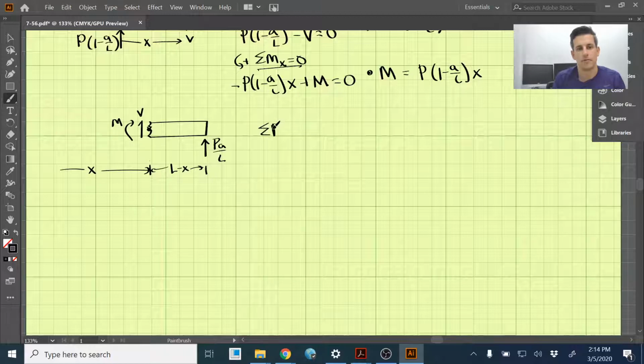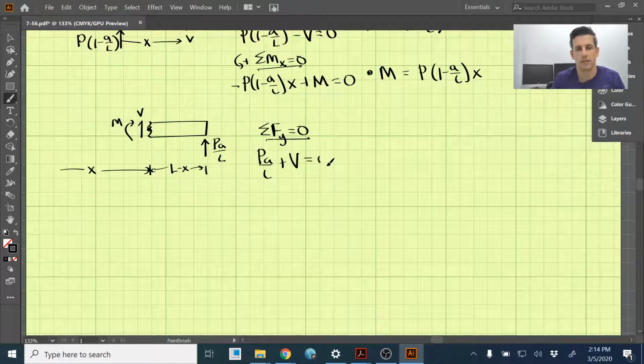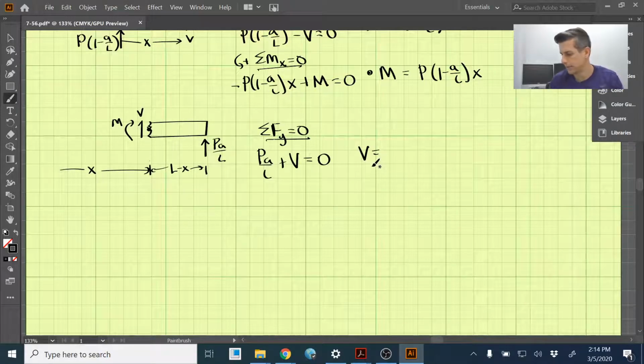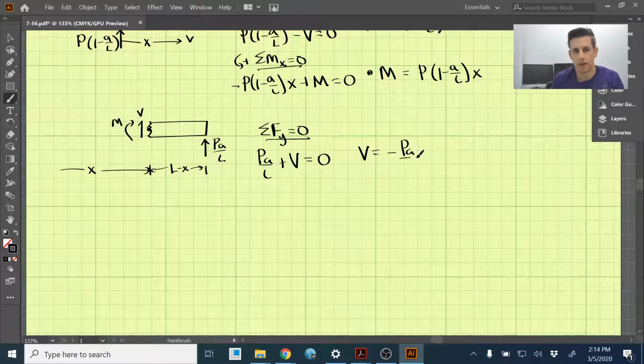So let's sum the forces in the y direction here. We have PA over L upwards. We have V upwards, and setting those equal to 0, we come out with V is equal to negative PA over L.